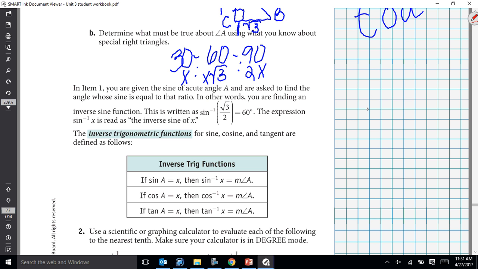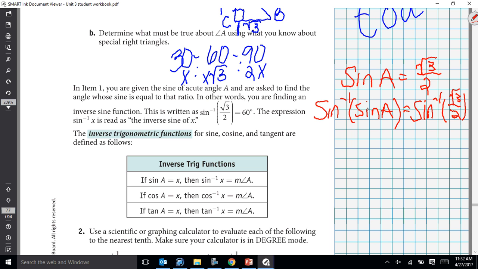So algebraically, what it looks like: we have sine of A equals square root of 3 over 2. That's what we're given up here, right? So if I inverse sine both sides, in algebra, remember, whatever you do to one side, you have to do to both. This is undoing each other because they're opposite functions. So now I'm just left with A. And then if we do inverse sine, parenthesis, square root of 3 divided by 2, what do we get?